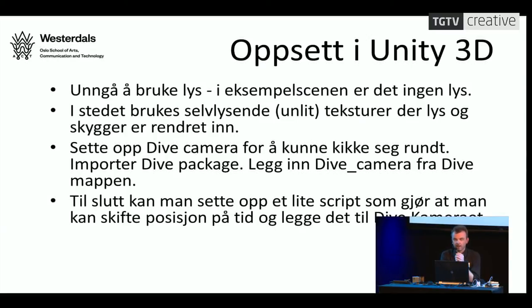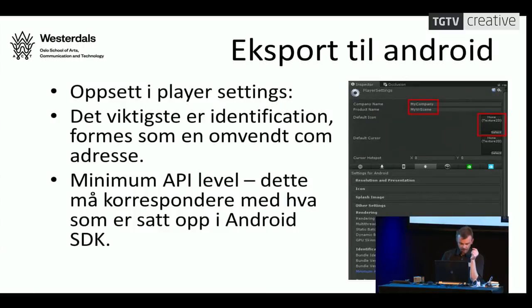I have a little script here, which makes the camera jump around in the scene on a timer. Of course, you can use whatever kind of script you want. If you're a good C-sharp scripter, you can make a movement with it. For example, if you just tilt the camera, you will move forward. There are also a lot of scripts out there that you can use. Okay. I will show you how it looks in Unity.